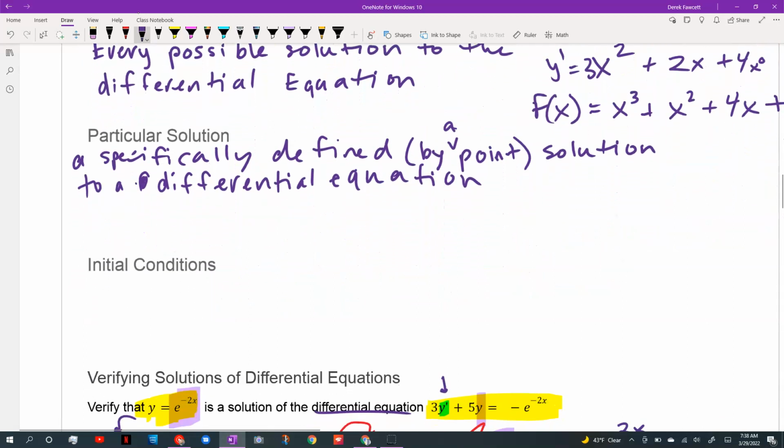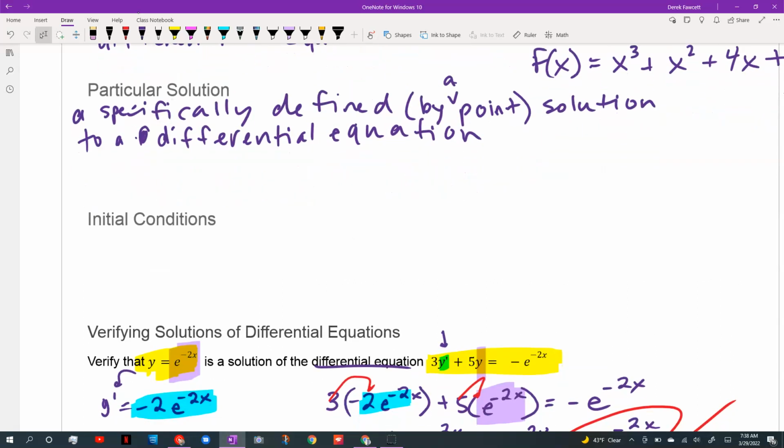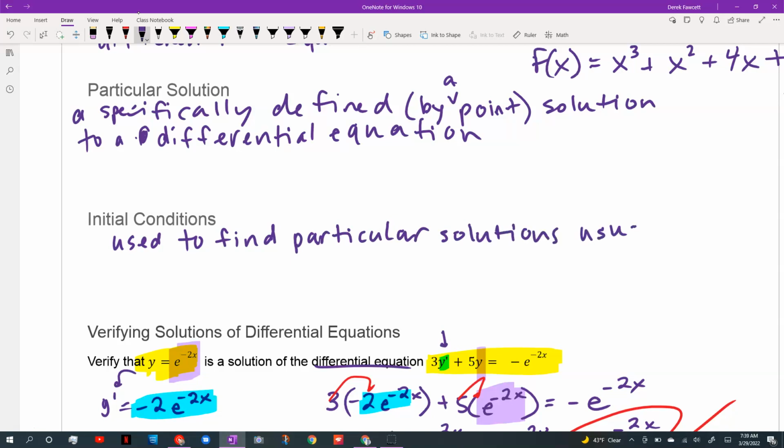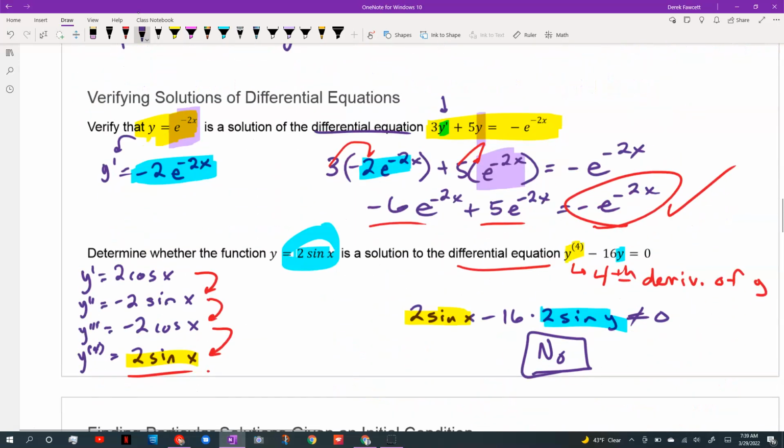Okay, and that specifically defined solution, or that point, is called the initial condition, and the initial condition is used to find particular solutions, usually a point on the graph of the solution. And we're going to do a couple examples kind of showing how to use those initial conditions to find the particular solution, the exact solution.